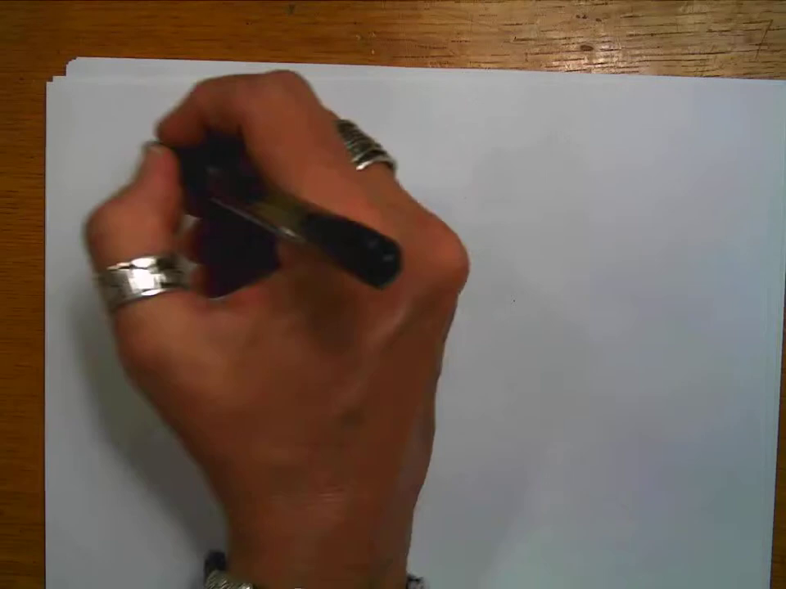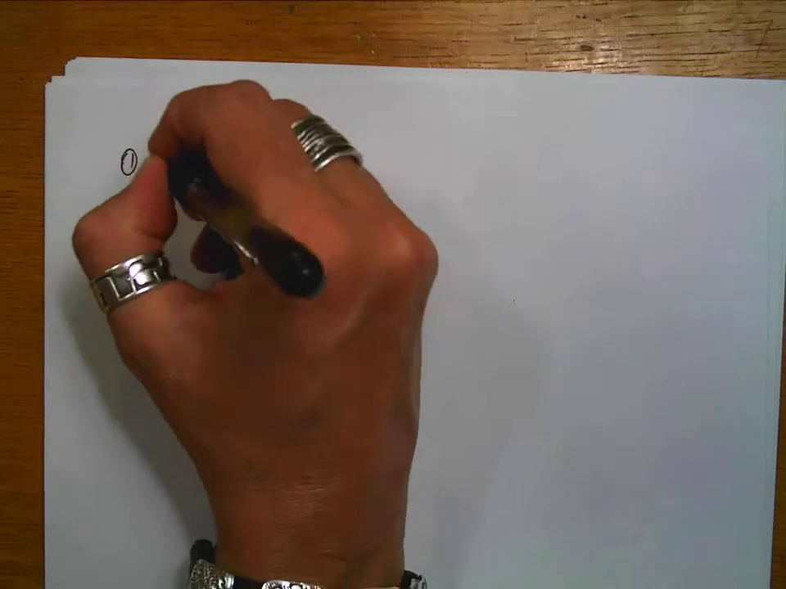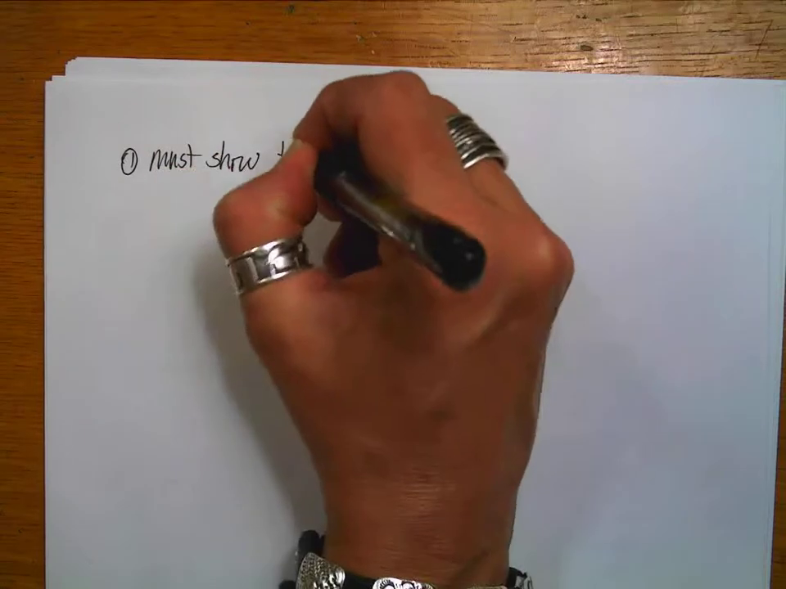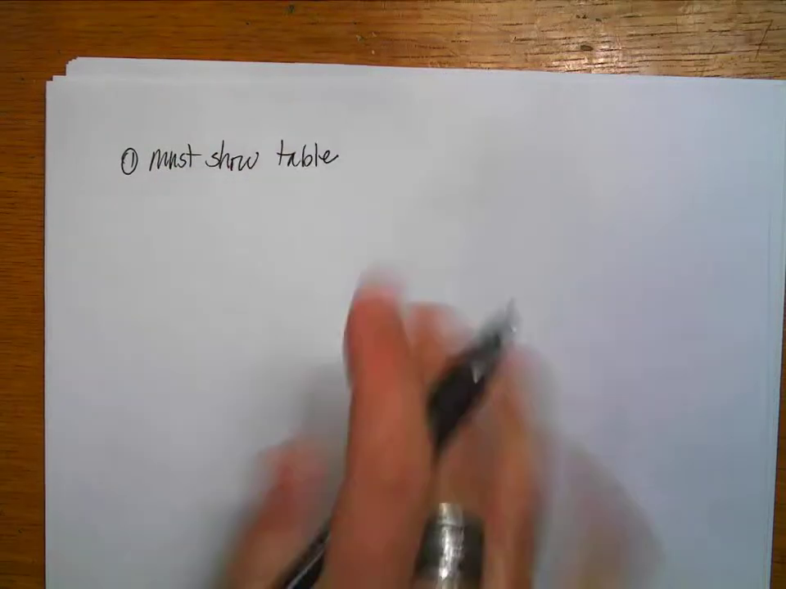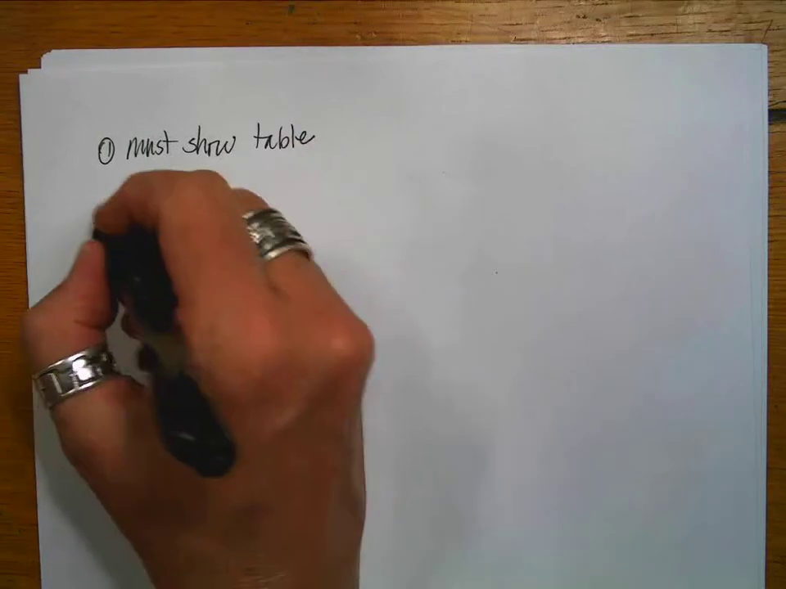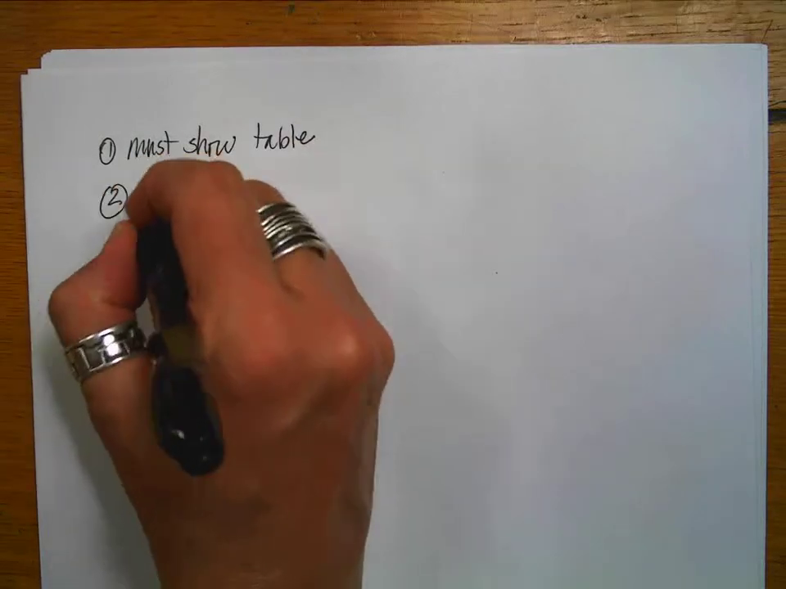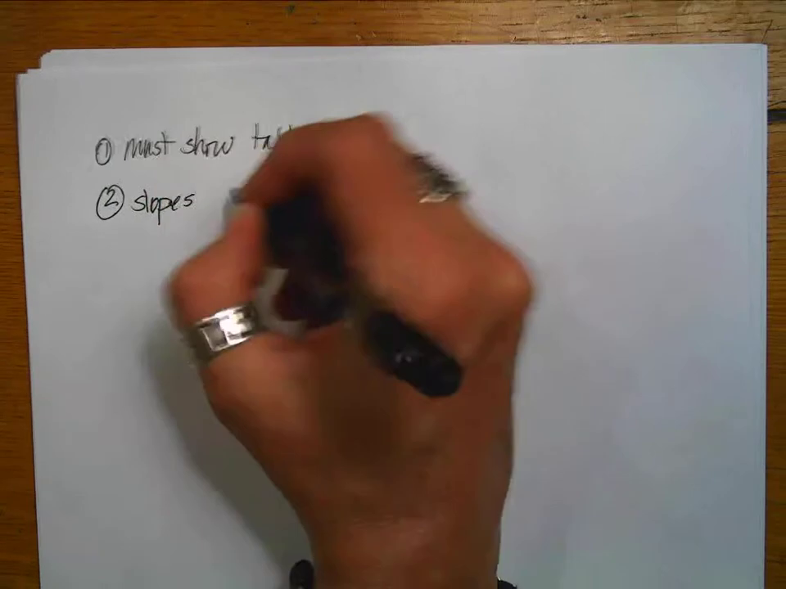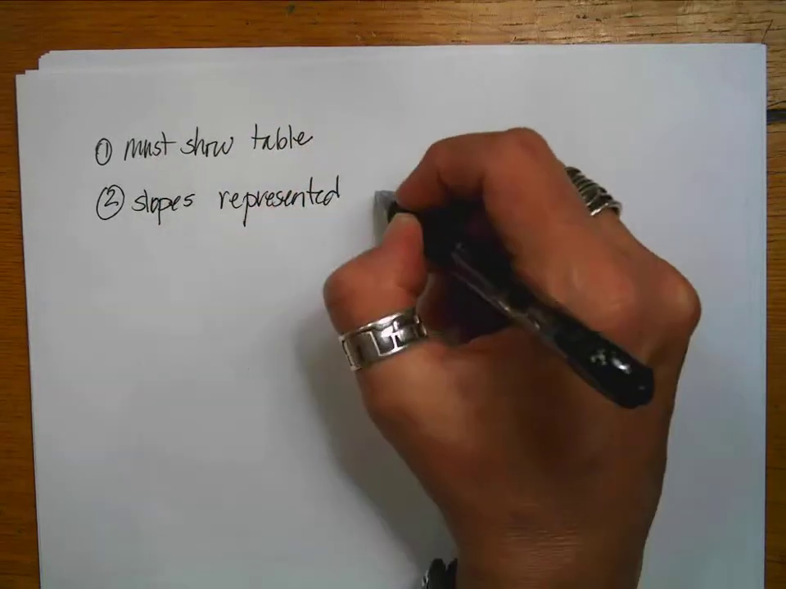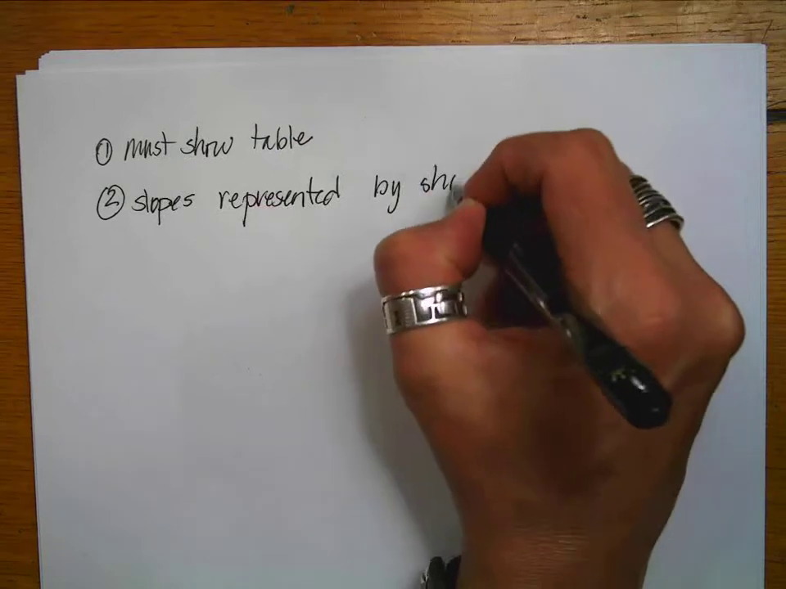So when you're going to generate a slope field, you have to show the table. So oftentimes this is an FRQ type problem. You must show the table. Number 2, your slopes are going to be represented by the short little lines.